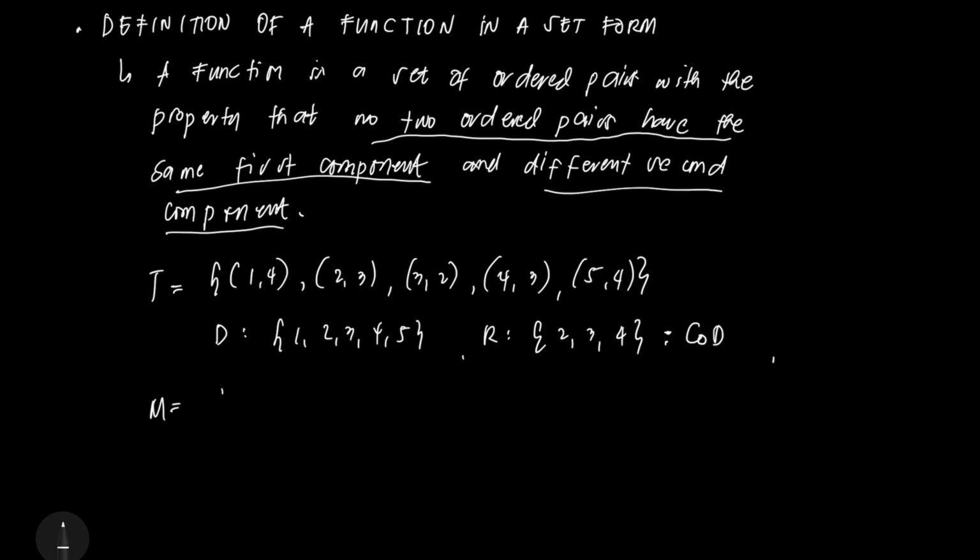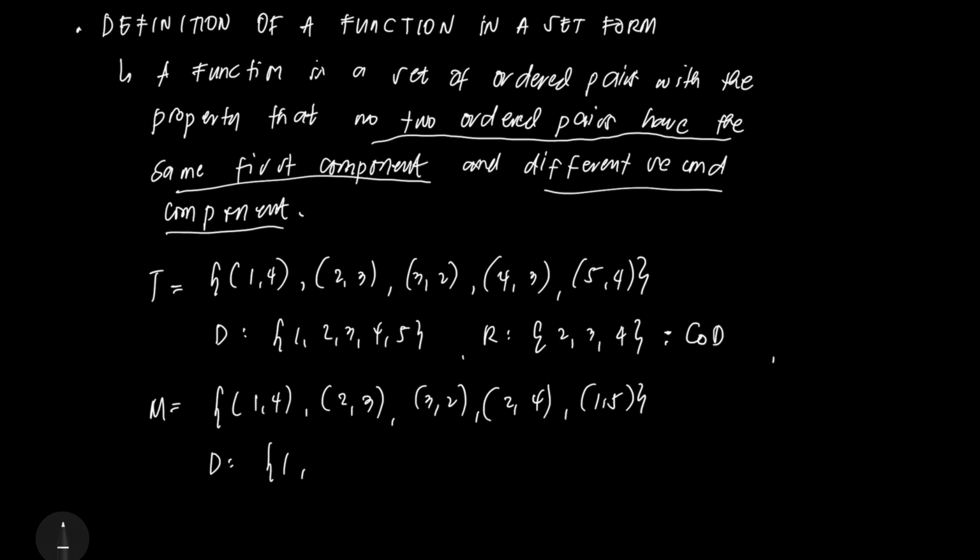Next, how about this set? (1, 4), (2, 3), (3, 2), (2, 4), (1, 5). What is our domain here? It is 1, 2, 3. How about the range? The range is 2, 3, 4, 5. Okay. This is the same as the codomain.